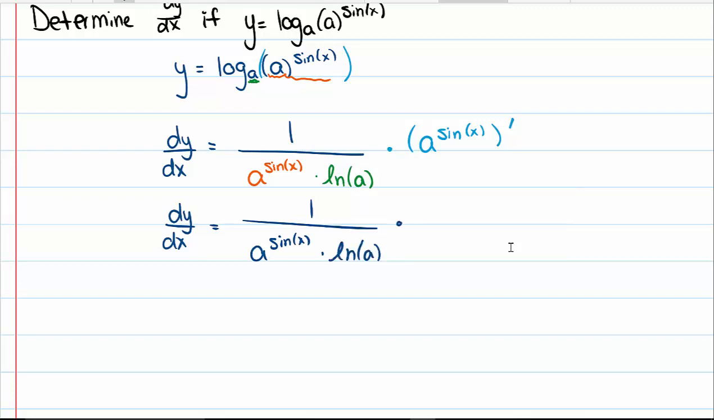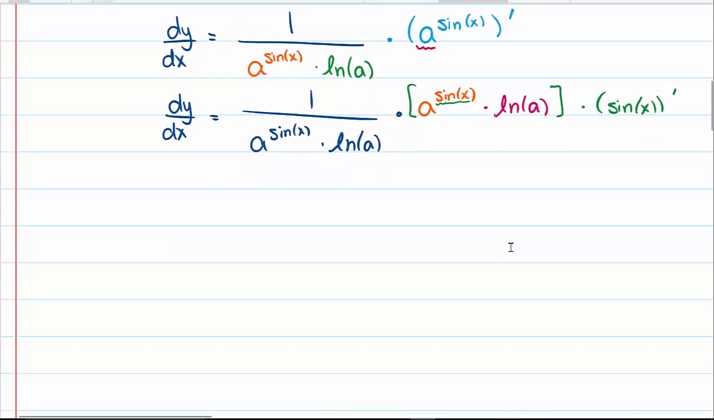Now the derivative of this, this is a constant to a power of something with an x in it, so we have to use the rule from the last example. So it will be a to the sine of x times the ln of a. But because we had an extra piece, we have to use the chain rule yet again. Times, we have to take the derivative of this, sine of x prime.